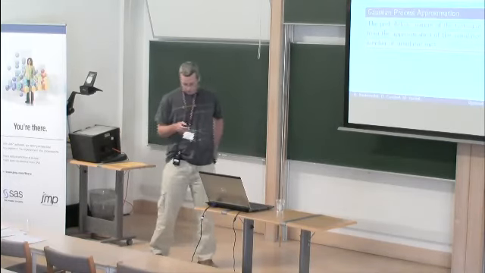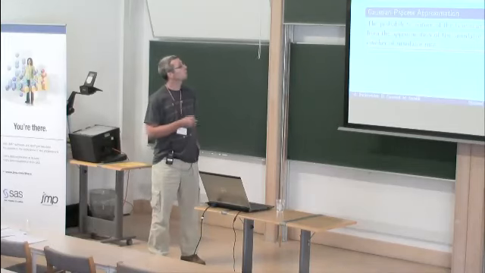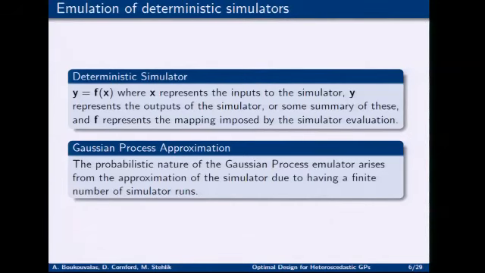Okay, so as I said, most of the work published for computer experiments assumes a deterministic simulator. So we typically can represent it as y equals f of x. X represents the inputs to the simulator, y represents the outputs, or some summary of these, and f here represents the mapping imposed by the simulator evaluation.